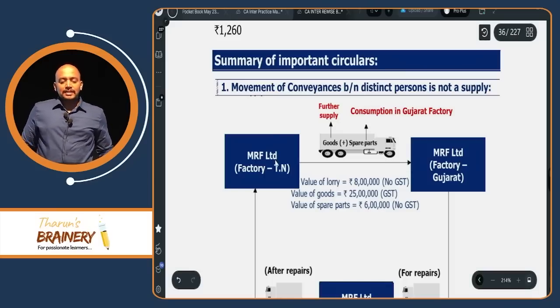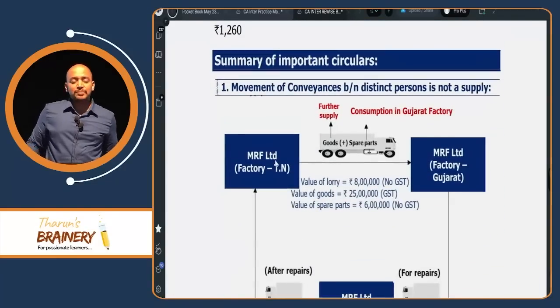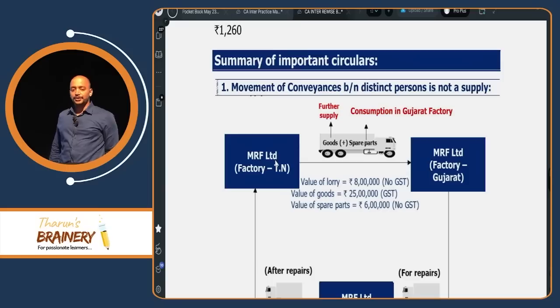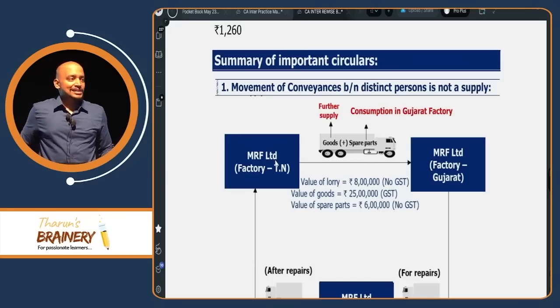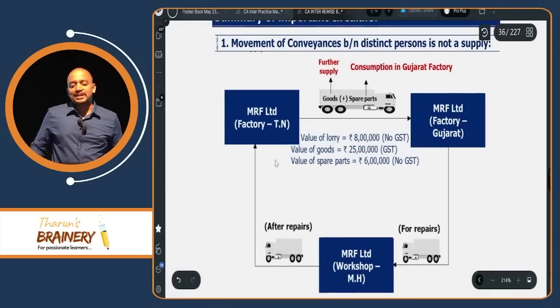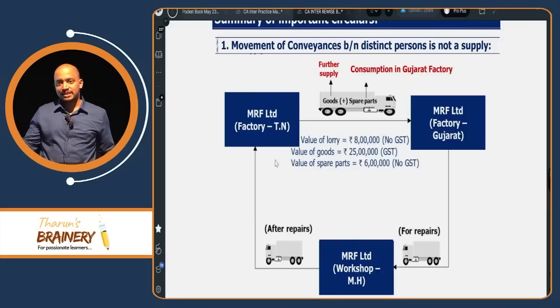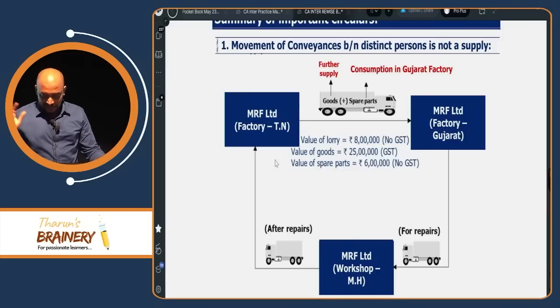Okay. Then we have completed section 8 also. We have some important circulars relating to supply. The first one is movement of conveyances between distinct persons. Any transaction between distinct persons is supply under 7(1)(c), correct? Any transaction between distinct persons is supply under 7(1)(c).